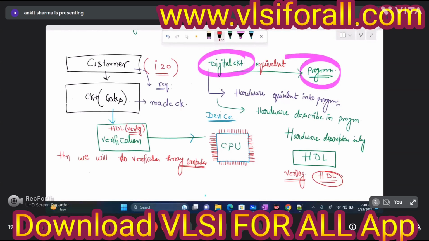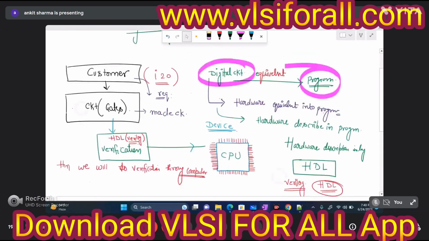But with Verilog, what can he do? He can directly describe the digital circuit in the form of a program. He can describe a digital circuit in a program, and then through a computer, he can verify the circuit. Finally he can send it to fabrication, and after fabrication, the device will not have any error. It would be error free, and hence he can save time as well as money.